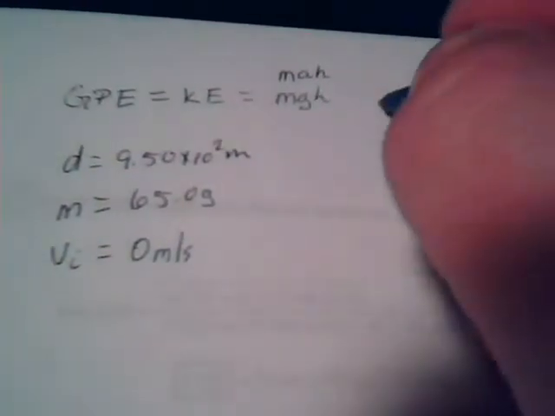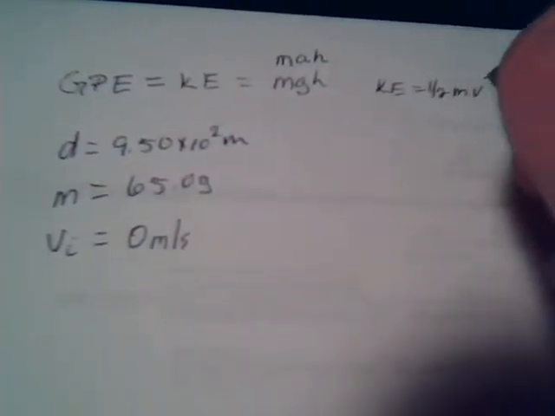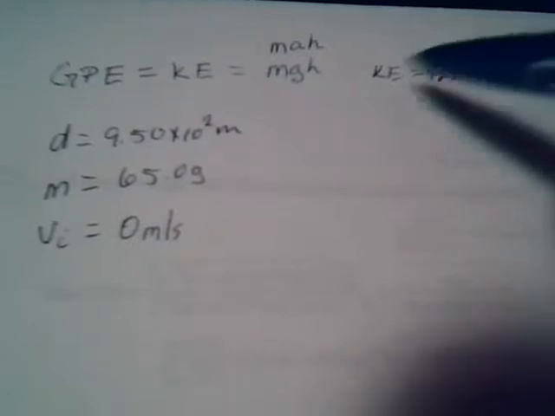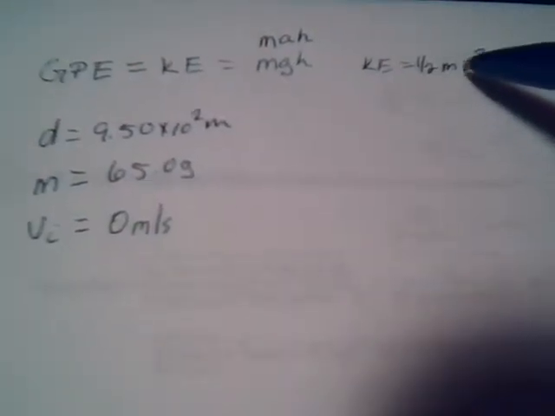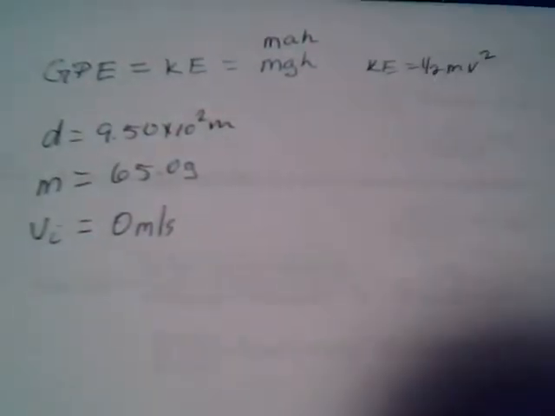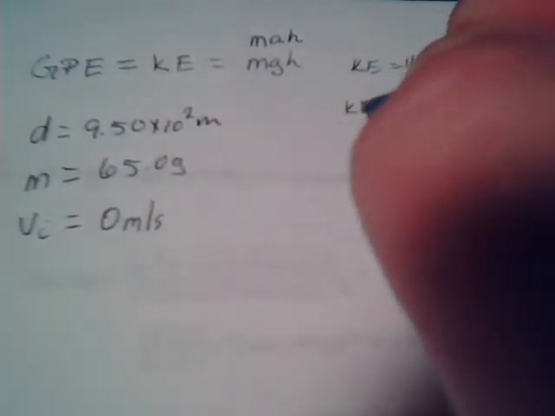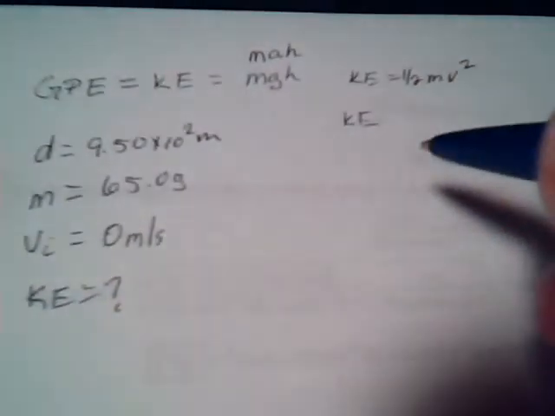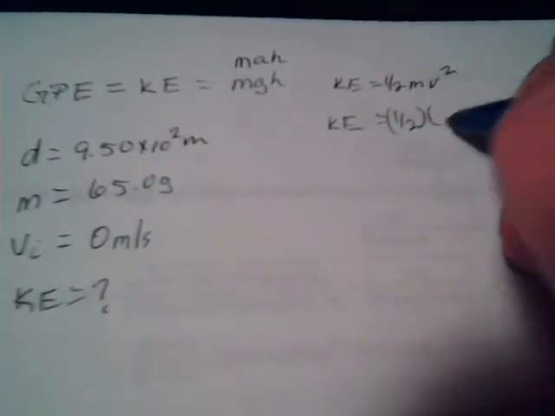Or we could use the kinetic energy formula of 1/2 mass times velocity squared. Which one of these two formulas matches up best with the information we have? Probably this one right here. So let's see what we can get here. Kinetic energy, because that's what you're trying to find in this problem, it's wanting you to find the kinetic energy. So kinetic energy equals 1/2 of our mass.